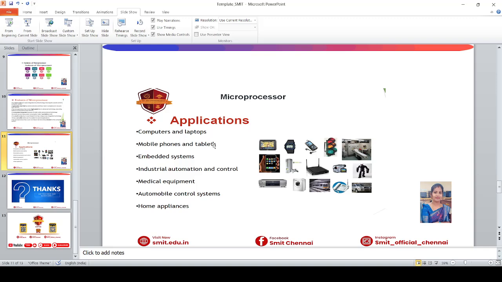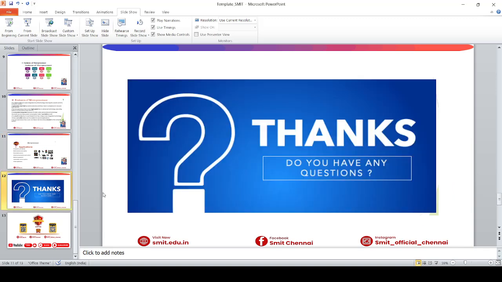So today in this session we discussed the definition, evolution, features, block diagram and applications. This is the basics of the microprocessor, right? I hope you understand this microprocessor topic, and thank you so much.